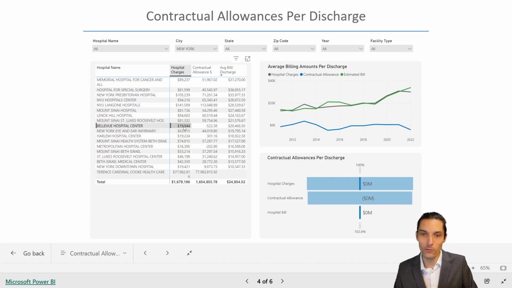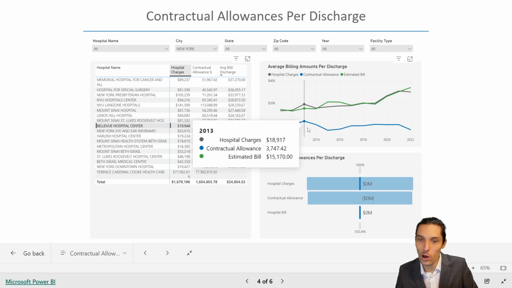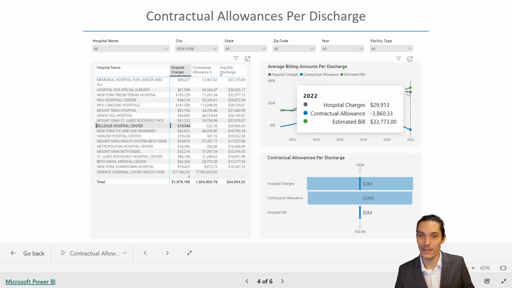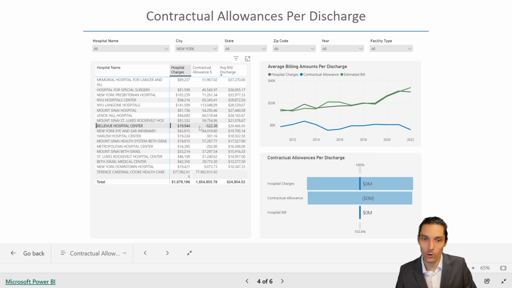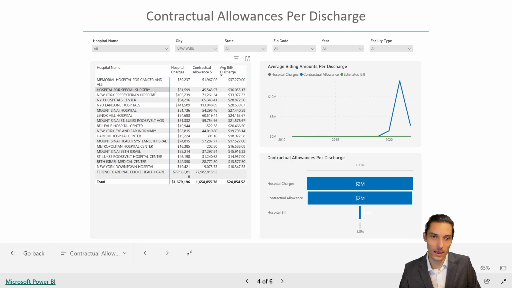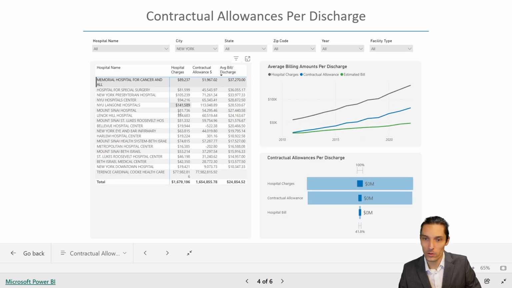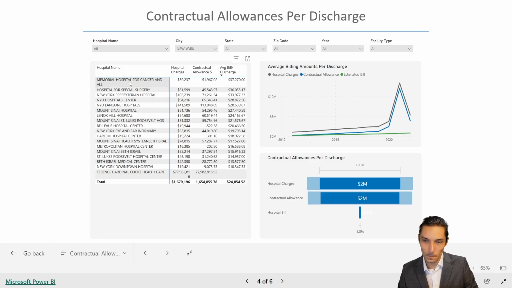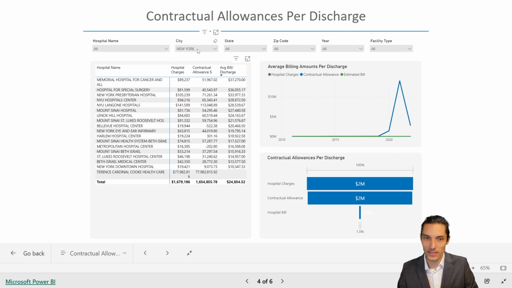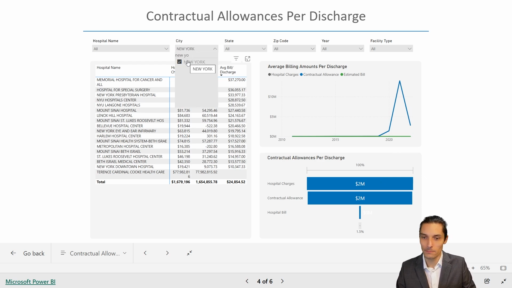For example, at Bellevue Hospital Center, you have hospital charges that are high and low contractual allowances, which means that you're going to get a high estimated bill, which is out of the normal for sure for that hospital. But if you look at, let's say, Memorial, then you're going to get a trend where you have a trend up for hospital charges. You'll have contractual allowances that also trend as closely as possible. And then you will get the difference, which is an estimated bill. So I think this is quite interesting and quite telling in terms of how this works.